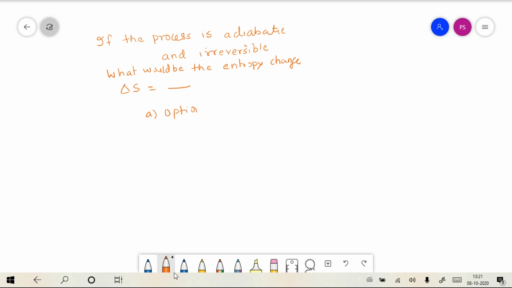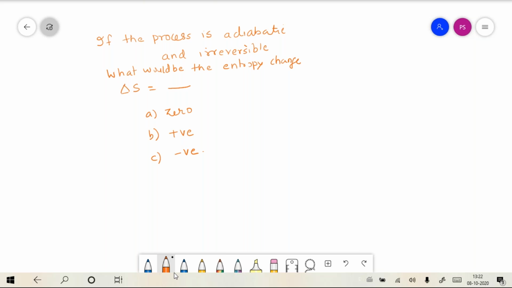Option A is, let me just erase this. Option A is it is 0. Option B is it is positive. Option C is it is negative. So tell me this answer. Okay, the question is clear to you. I want you to answer this. If the process is adiabatic and irreversible, what would be the entropy change?